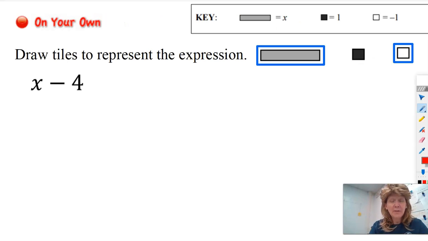So here's an OYO. Try this one on your own. Draw tiles to represent x minus 4. I'm going to go ahead and put a phantom 1 in front of it. That just reminds me, oh, that's right, there's only 1.